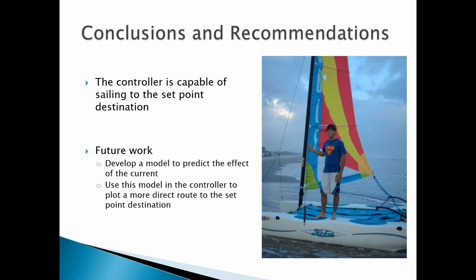For our final conclusion and recommendations, our controller is capable of sailing to a set point destination. On our previous graphs, you saw that curve because of the water current. It is also a P-only controller. For our future work, we would wish to develop a model to predict the effect of the current, and to effectively remove that bowing and provide us a straight line from point A to point B despite the water current. We also would wish to use this model in a controller to plot a more direct route to the set point destination, regardless of wind also.